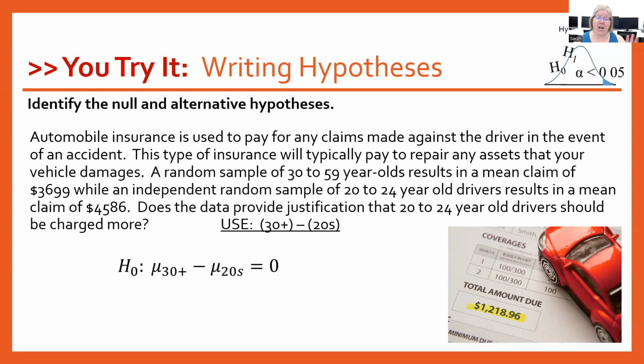So we're going to start with the 30 plus, and then we're going to subtract the 20s. And so this looks like we're saying that the 20 to 24-year-olds are going to be a higher mean. They're going to pay more. So that first number is smaller, and the second number is bigger. So this should be a left tail test. And my alternative is that the mu of the 30 plus minus the mu of the 20s is less than 0. And our null is the same as always, that they're just equal. So we get an equals 0.